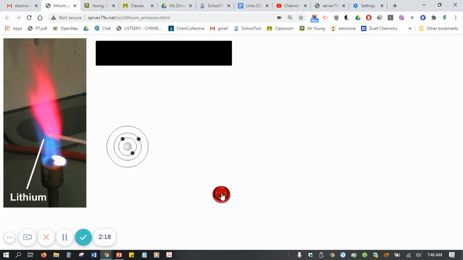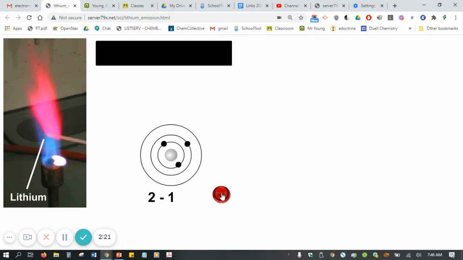Here's a typical lithium atom. One kind of excitation could be jumping from the second shell to the third shell when the electron absorbs some energy from the flame. Then it emits that energy as it falls back to a more stable state, to the ground state. That's what that's called. It emits that red wavelength of light.